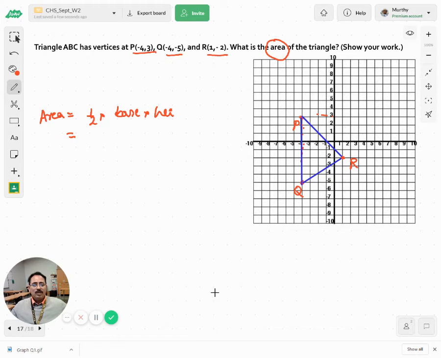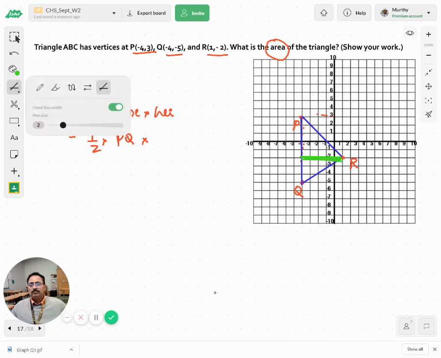So let's see that. Let me consider PQ as the base. So half of PQ times height. You have to be a little careful here, and height is nothing but the perpendicular line. So let me draw a perpendicular line, and make sure that you are drawing it in such a way that you are touching the highest point of the triangle. This is how I am taking. There is no letter, but I am taking this as maybe K. KR is my perpendicular line. So half times PQ times KR.